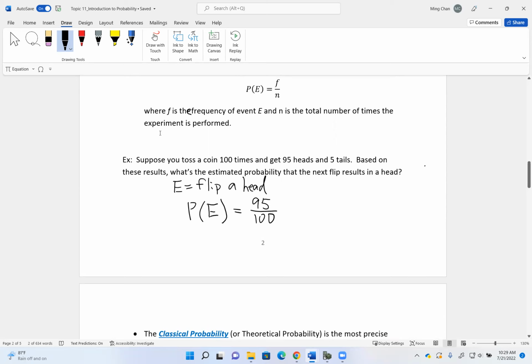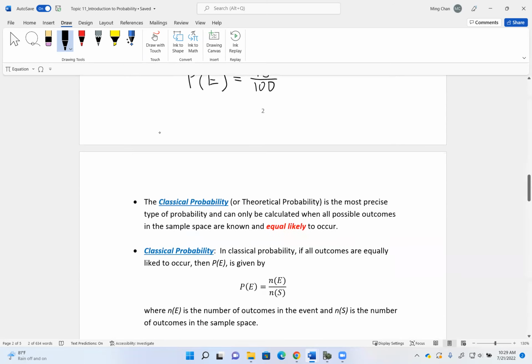Now, the type of probability we're going to focus on is called classical probability. It is the most precise type of probability and can only be calculated when all possible outcomes in a sample space are known, and more importantly, they are equally likely to occur. You're going to hear that wording a lot: equally likely to occur.